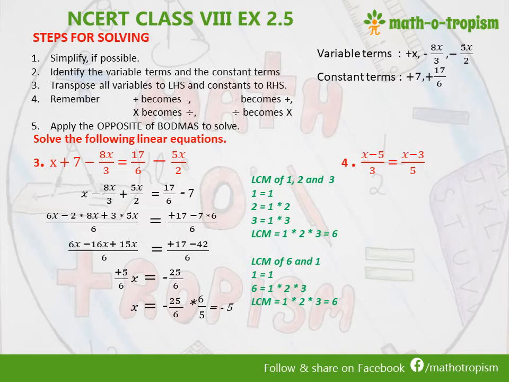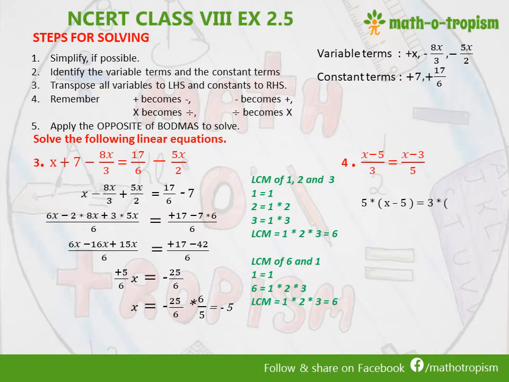Next we go to the fourth sum. Here x minus 5 by 3 is equal to x minus 3 by 5. We can simplify by taking the denominators to the opposite sides by cross multiplying. So this comes as 5 into x minus 5 is equal to 3 into x minus 3.